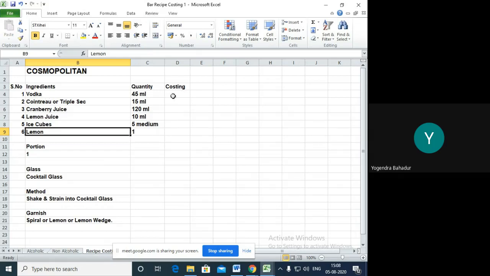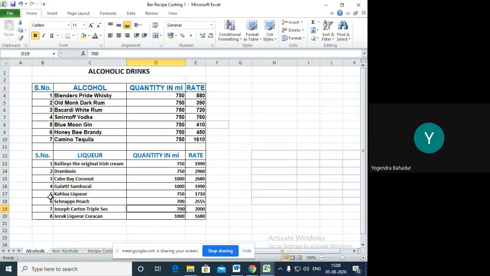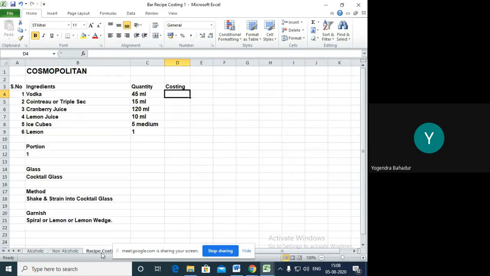Now let's start doing the calculation part. As the first is the vodka, obviously all the rate list and the quantity regarding the vodka we would be finding in the first sheet only. So going to the first sheet, here the vodka is there, 760 is the price and 750 is its quantity. So here we'll have to put some calculations, some formula. Here it will be 760 divided by 750 into 45.